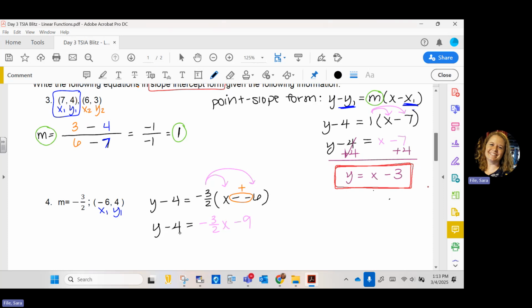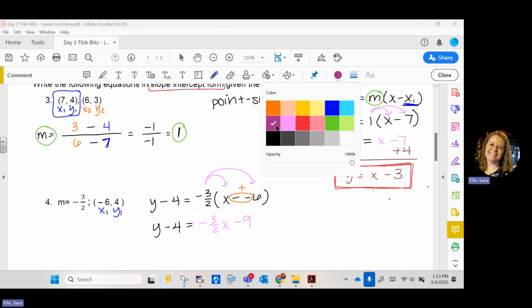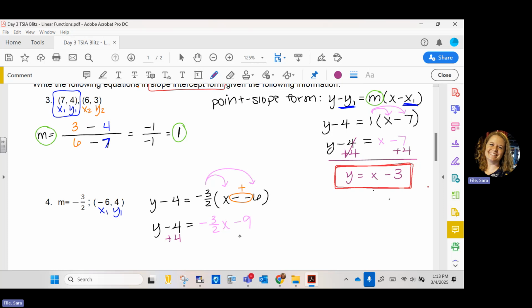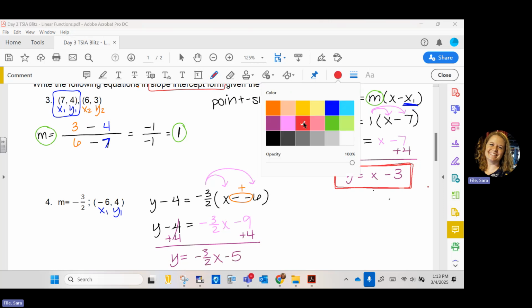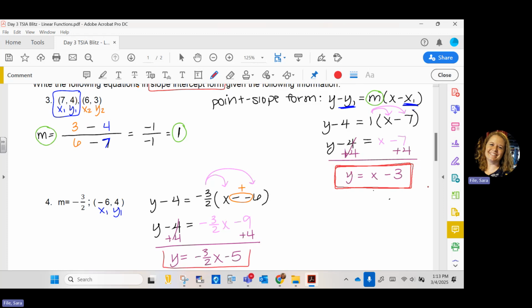Now on the left side, we have not done anything. We still have y minus 4. But now we're ready to move that constant by adding the 4 over. And we get y equals -3/2 x minus 5. And that would be slope-intercept form. So we went from point slope form to slope-intercept form, because that's the way they asked us to write this equation.